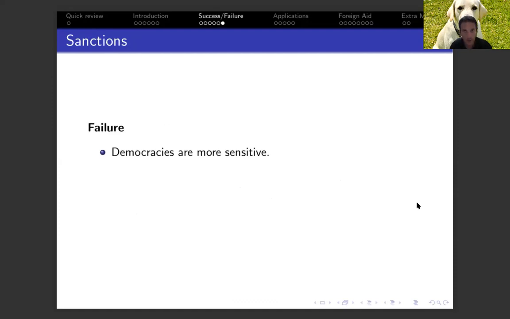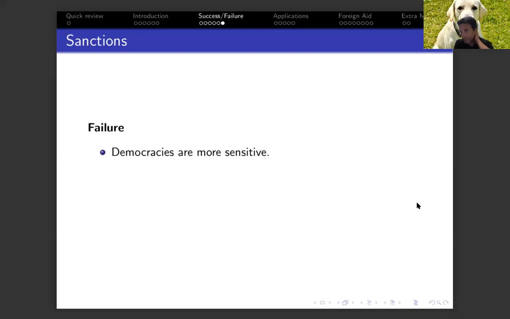Failure of sanctions. Okay, so overall, some research I've already suggested, and I'm going to talk about it in a few minutes also. Democracies are more sensitive because of the larger winning coalition, the fact that the leader cannot satisfy everyone. The leader has to be more open to the pressure from the public, so any kind of economic cost imposed on the public is more likely to lead to a change in policy. So economic sanctions should be more successful against democracies.